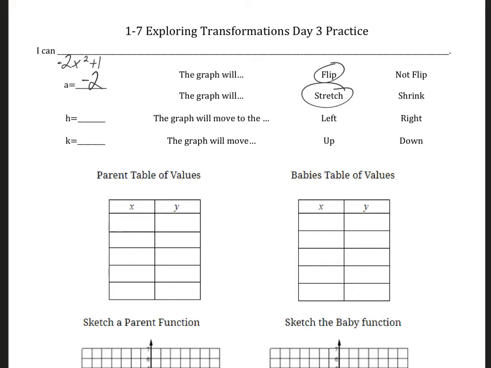Okay, what do you think is going to happen with h? Or what do you think h is? It's 0, so it's not going to move to the left or the right. It's going to stay in the same spot. The last one, k. So what is k, and is it going up or down? K is positive 1, and it is going up.